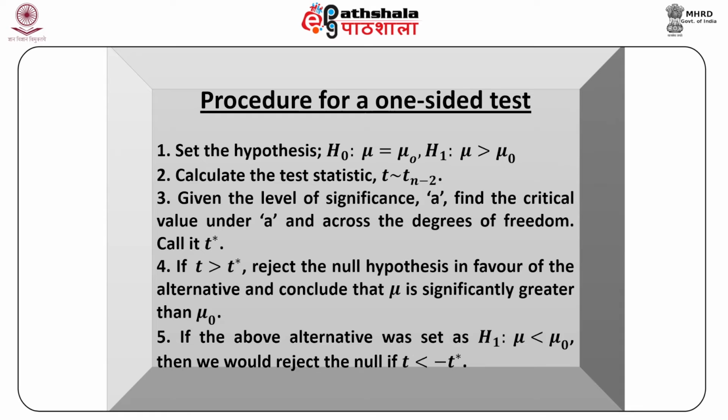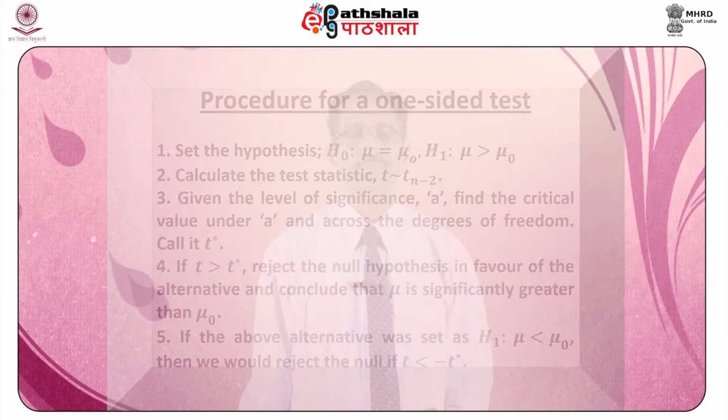If T calculated is greater than T star, T tabulated, reject the null hypothesis in favor of the alternative and conclude that mu is significantly greater than mu 0. And the last step is also the same: if the above alternative was set as H1 where mu is less than mu 0, then we would reject the null hypothesis if T is less than minus T star.